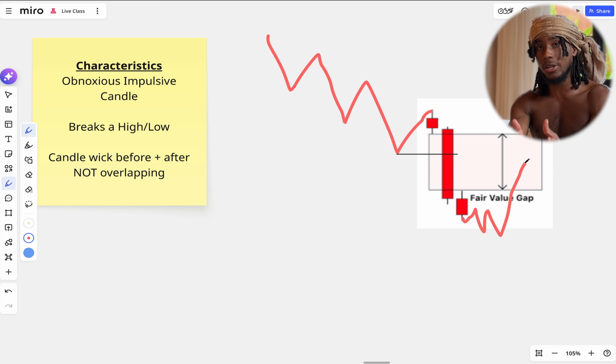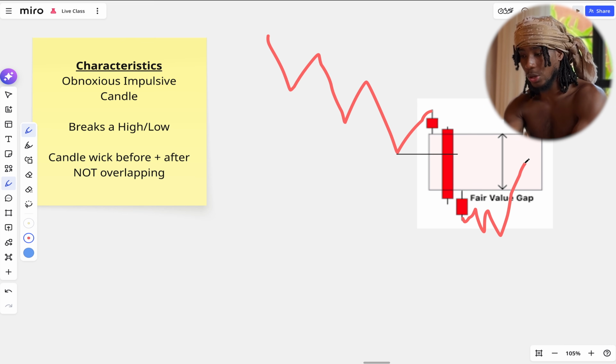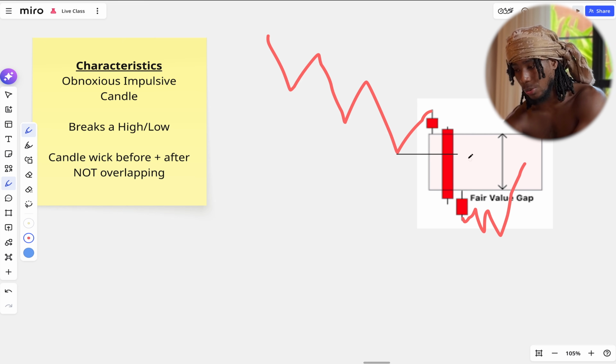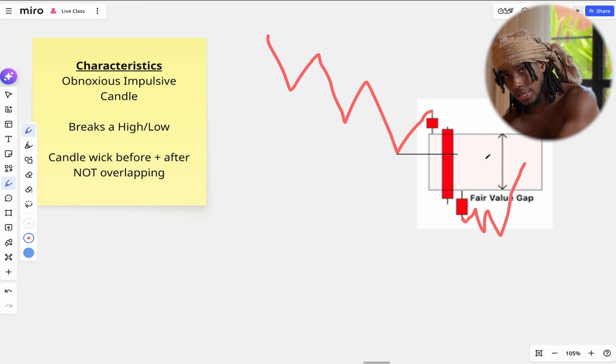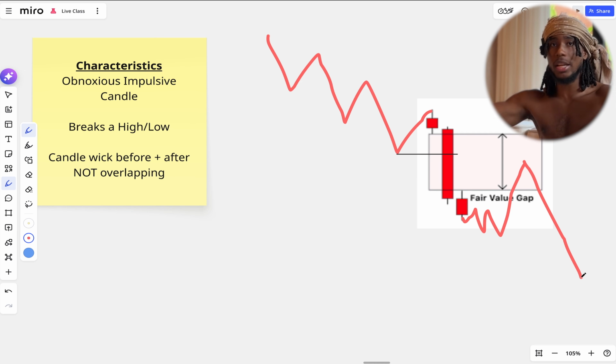And since you guys are beginners, just please start off by using fair value gaps that are going in the trend direction. So here I have a downtrend. Here we have this big impulsive candle, broke past the low. Now we're just waiting for it to retest in this box so that way we can go back in the downtrend direction and you make money just like that. That's literally all you have to do to use a fair value gap.